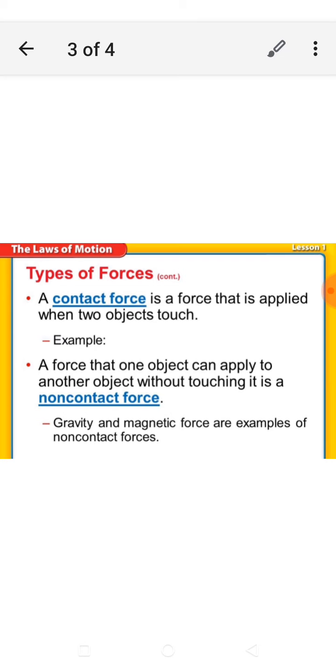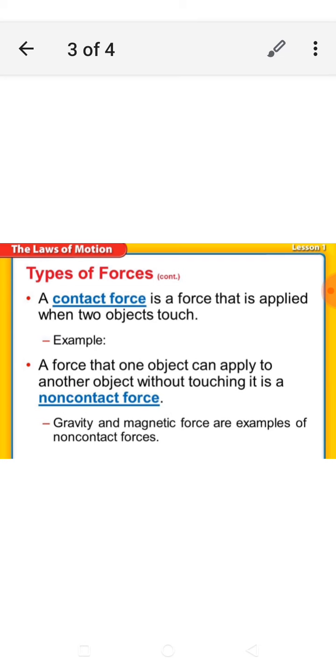Then, what is non-contact force? A force that one object can apply to another object without touching. That is called non-contact force. It means that in a contact force, two objects will be touched, and in a non-contact force, both the objects are apart from each other without touching. So these are known as non-contact forces.